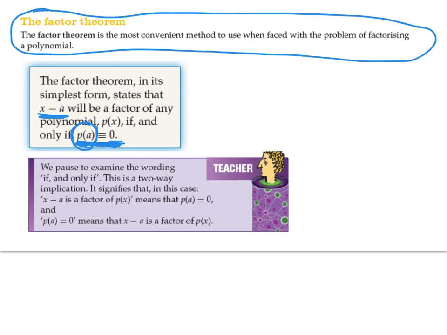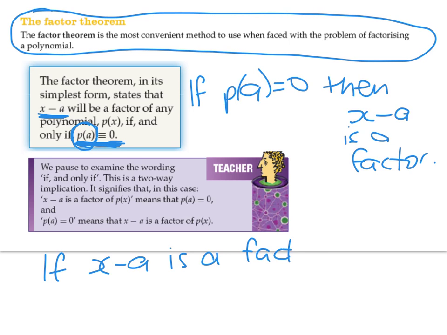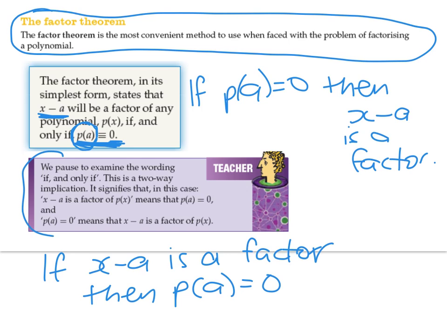So that's the theorem working in one direction, right? So if p of a equals 0, then x minus a is a factor. And that's going to be the direction we use for most of this week. But it works the other way as well. If I know that x minus a is a factor, well then I know that the remainder is 0, and then p of a will equal 0.